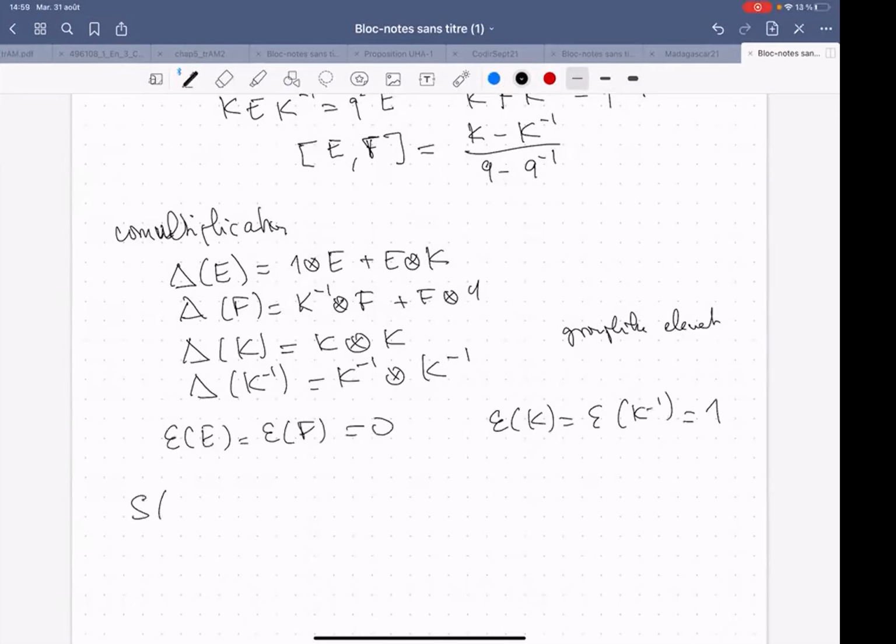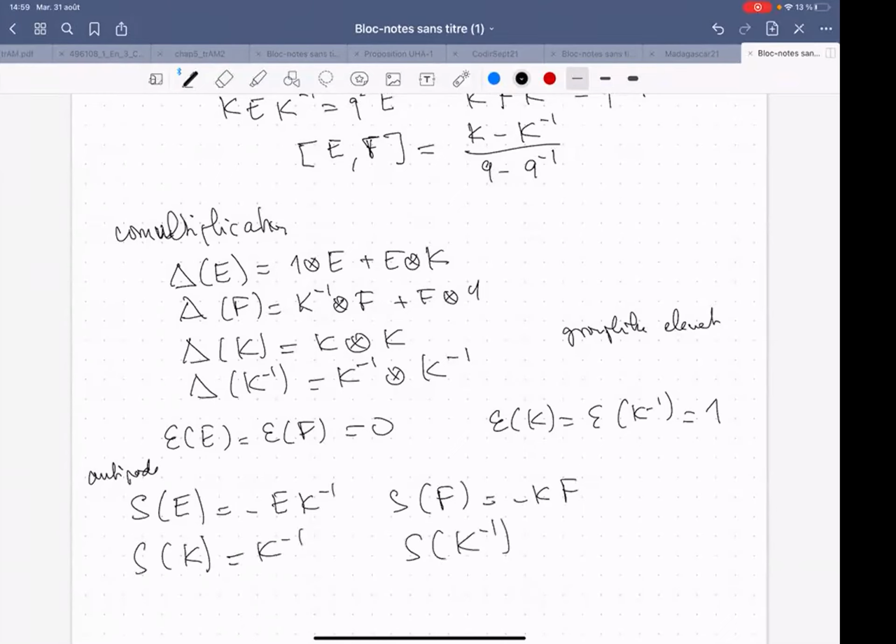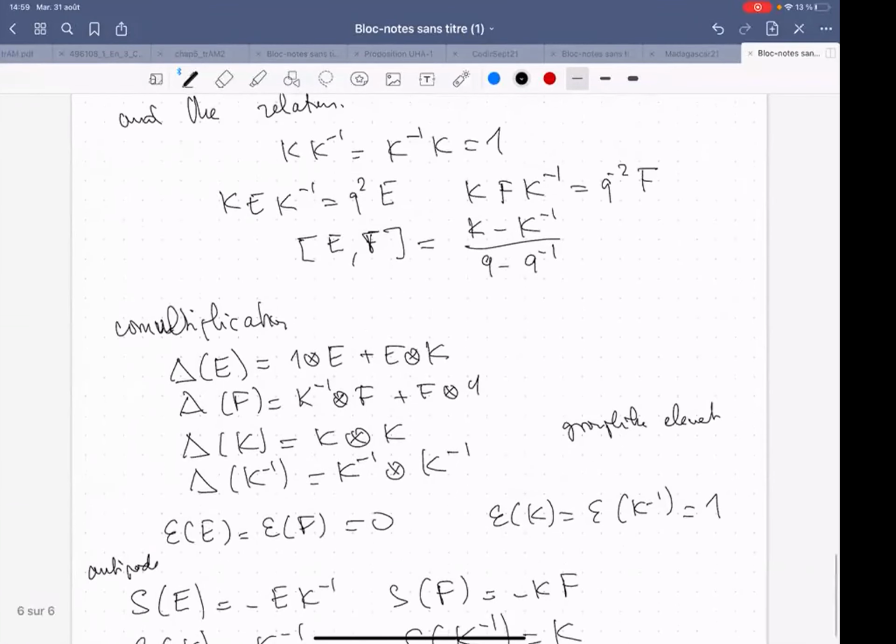Then S of E, the antipode now. S of E is minus E K inverse. S of F is minus K F. S of K is K inverse, and S of K inverse is K. Okay.